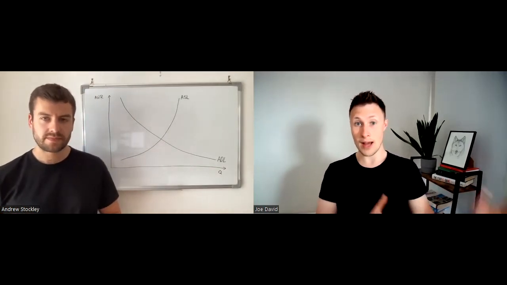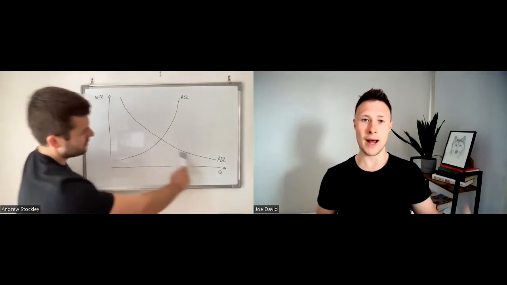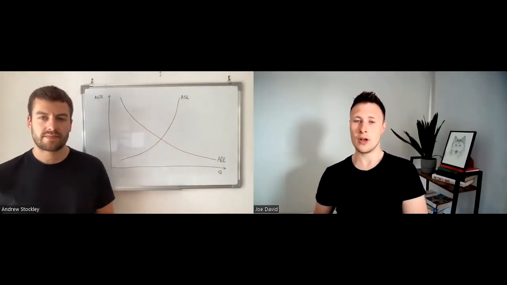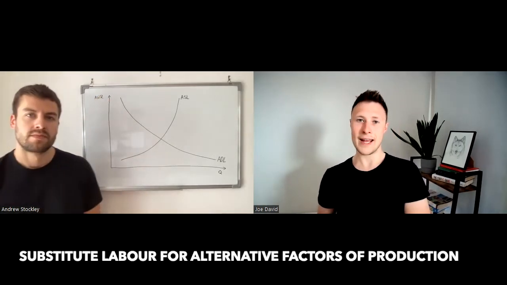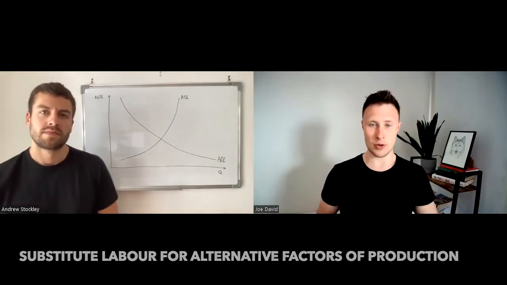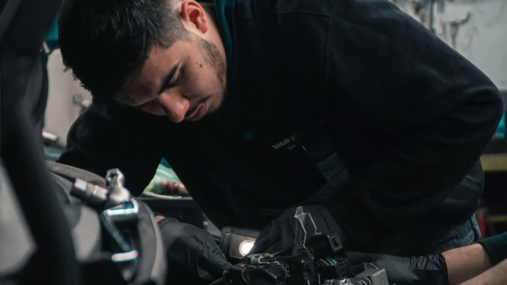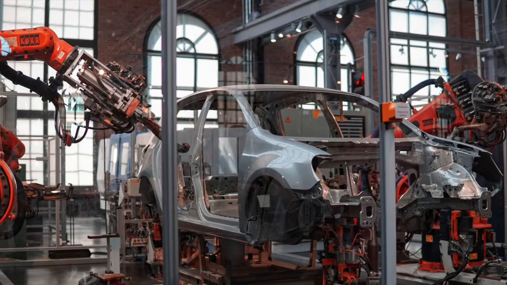So again, looking back at Andrew's graph, we can see the ADL curve, which is the aggregate demand for labour curve, slopes downwards. This is because at a high wage rate, firms will want to cut back on labour and will want to substitute labour for other factors of production. So this could be, for instance, on a car assembly line where you've got people assembling cars and they'll try and switch it to machinery.